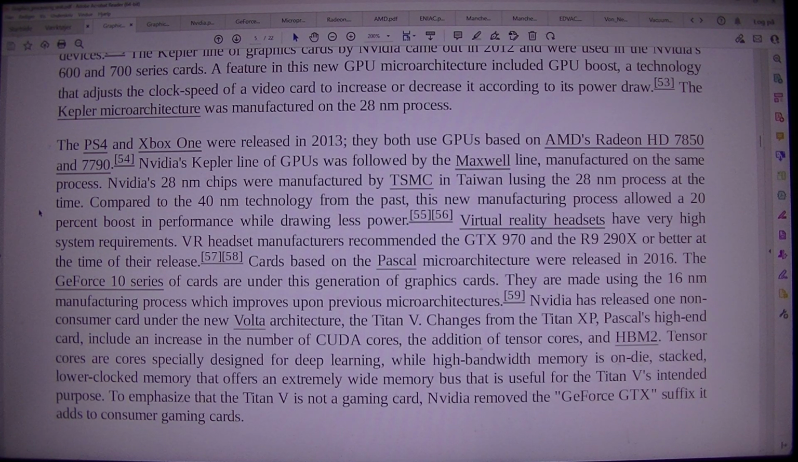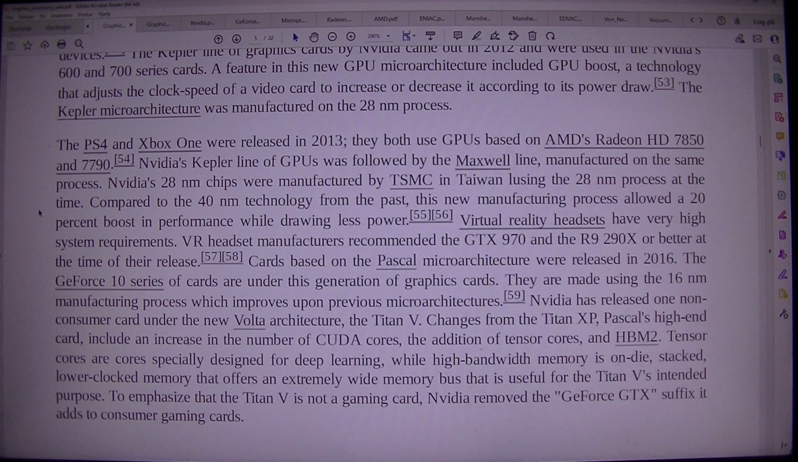59. NVIDIA has released one non-consumer card under the new Volta architecture. The Titan V changes from the Titan XP. Pascal's high-end card include an increase in the number of CUDA cores, the addition of tensor cores, and HBM2. Tensor cores are cores specially designed for deep learning, while high-bandwidth memory is on-die, stacked lower-clocked memory that offers an extremely wide memory bus that is useful for the Titan V's intended purpose.